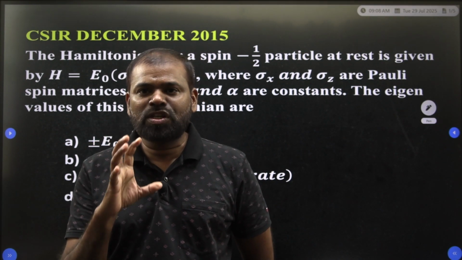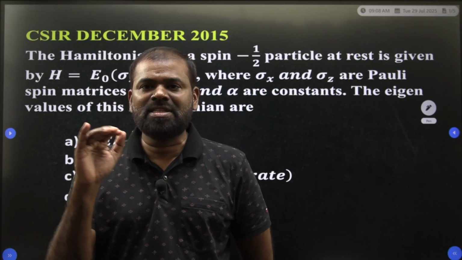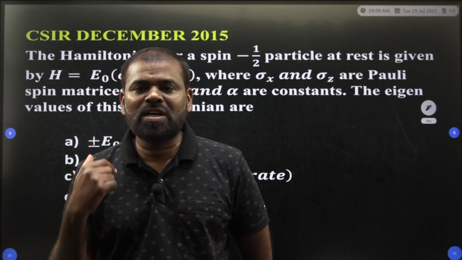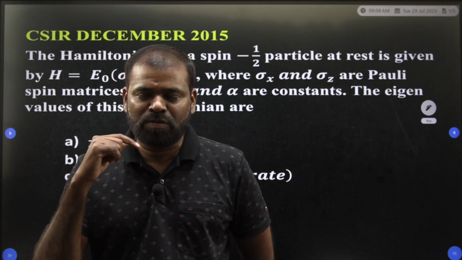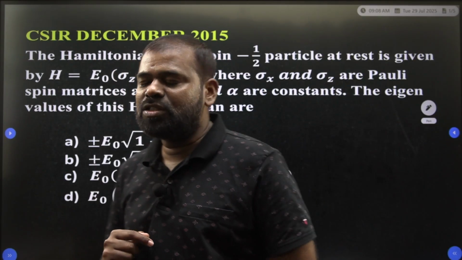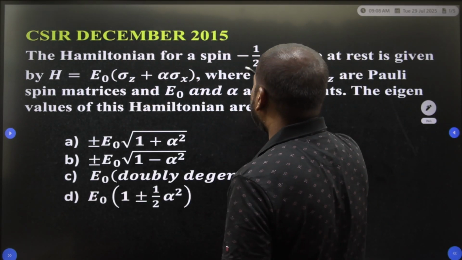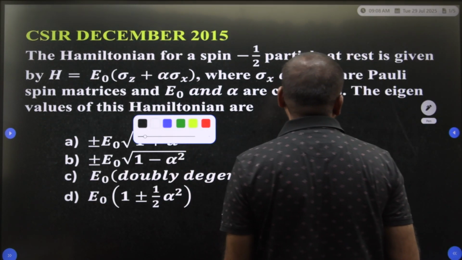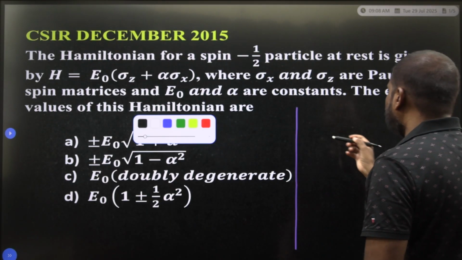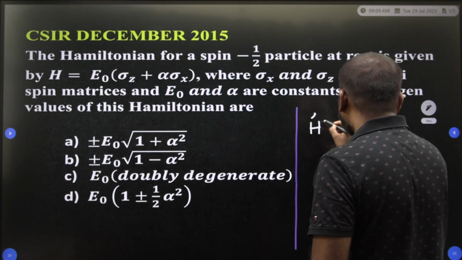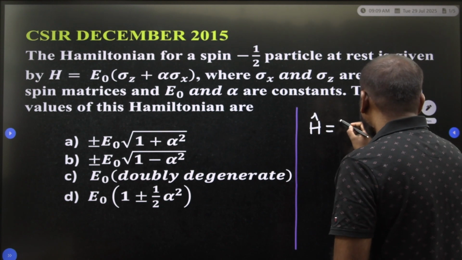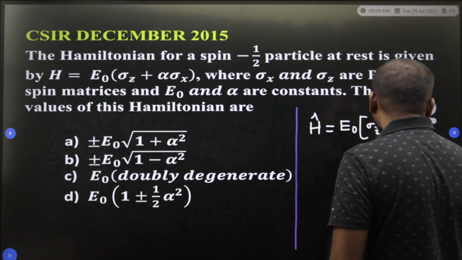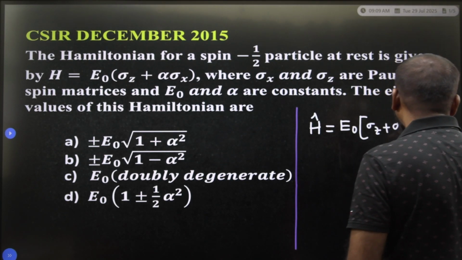Now we will see how questions based on spin angular momentum appear in competitive examinations. This question was asked in CSIR December 2015. Once you read the question: the Hamiltonian for a spin-half particle at rest is given by this Hamiltonian operator, E0 sigma z plus alpha sigma x.